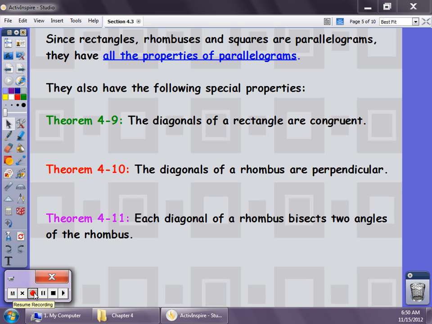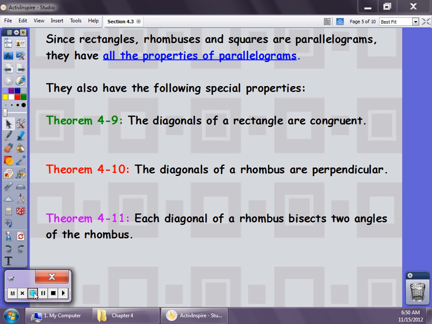Since rectangles, rhombuses, and squares are parallelograms, they have all the properties of parallelograms. They also have the following special properties. Theorem 4-9 states the diagonals of a rectangle are congruent.